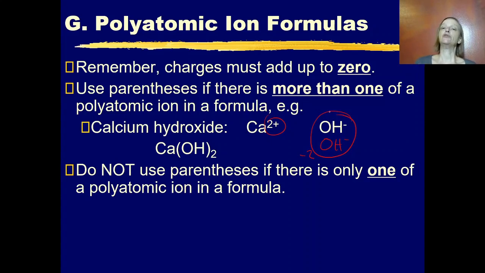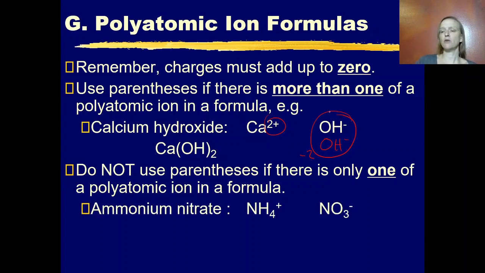As I've already said, you do not use the parentheses if there is only one of the polyatomic ion in a formula. So for ammonium nitrate as an example, these charges balance out as they are, one positive, one negative. Therefore, I just need one of each ion, so I just write NH4NO3, no parentheses.